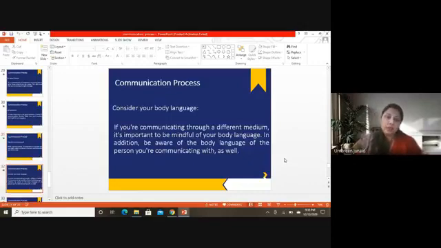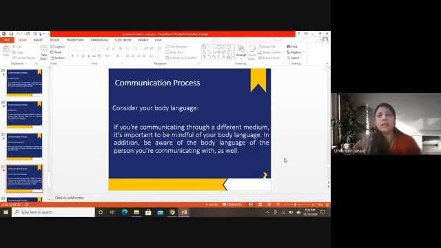Consider your body language. If you are communicating through a different medium, it's important to be mindful of your body language. In addition, be aware of the body language of the person you are communicating with as well. Sometimes we say that I was not in a good mood. I don't know why that person wasn't getting it.